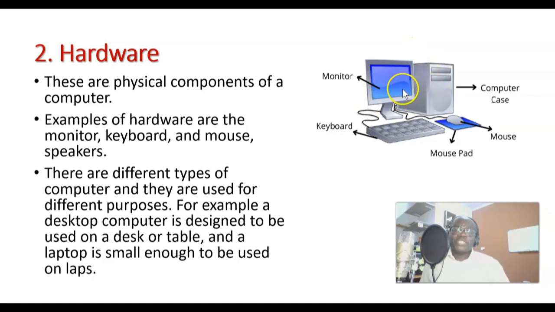What you are seeing in the picture here, this screen, is known as a monitor. It is what enables you to see what is inside a computer. Then you have a keyboard, the device that you use to type or to enter data into a computer. Then there is a mouse. You can use it to point at things on the screen and to select items of interest. And you also have a computer case, which is also known as a system unit.